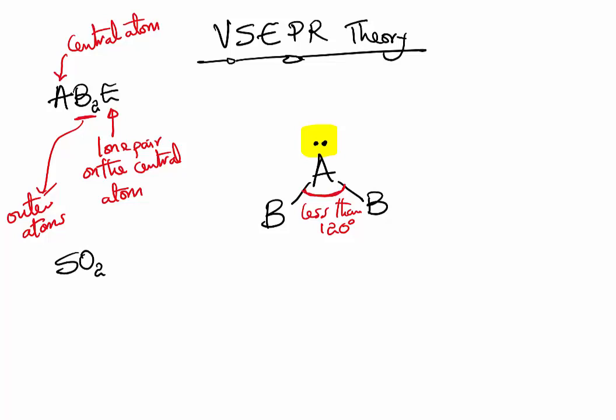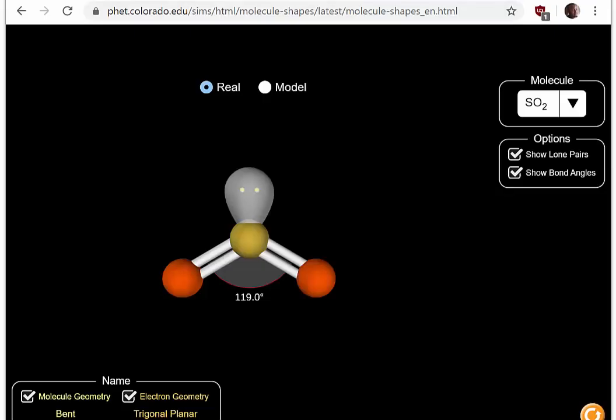Sulfur dioxide. I want you to try to draw the Lewis structure before you look at my answer. Now, if you draw the Lewis structure for SO2, you should get something that looks like this. Let us take a look at the model for SO2.